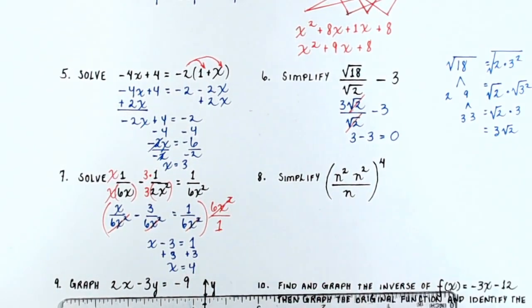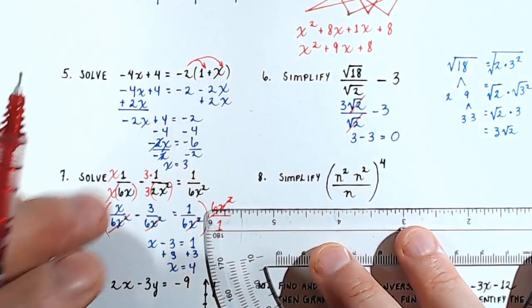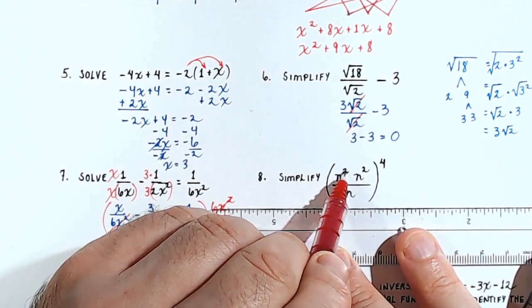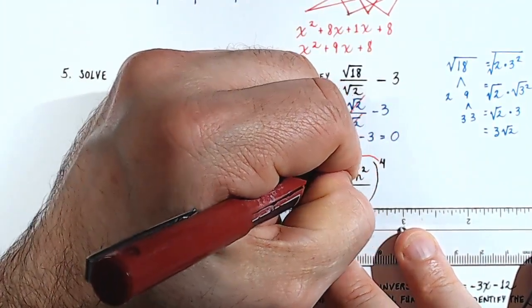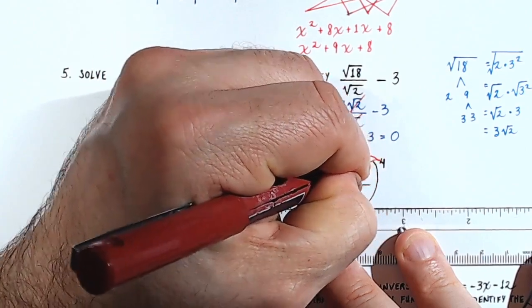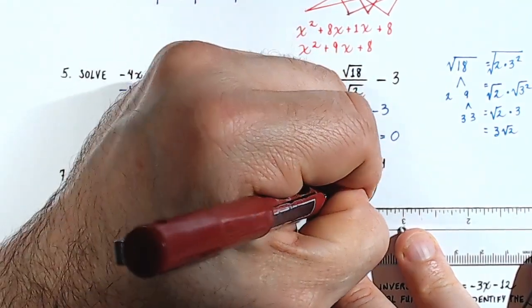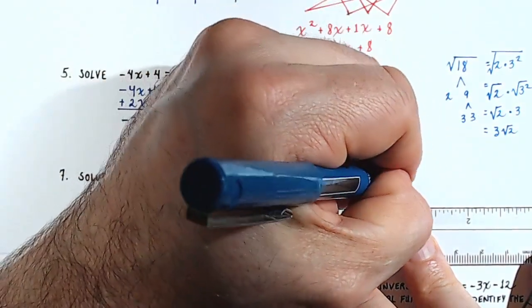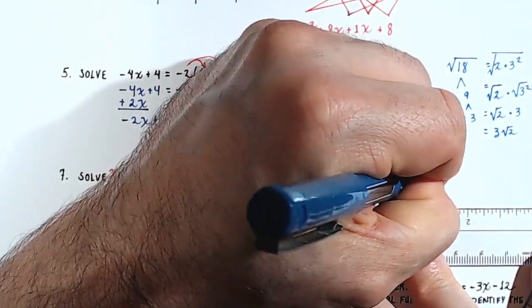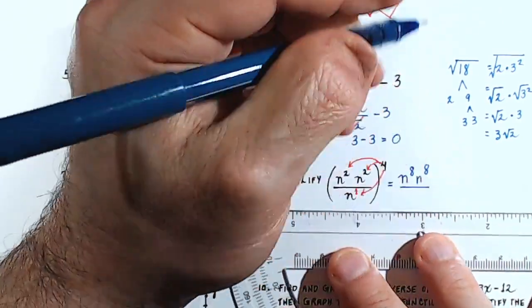Okay, number 8, simplify. What I'm going to do here is remember the power rule, which says when I take an exponent to the power of another exponent, I'm going to multiply those exponents. So essentially, I'm going to distribute multiply this 4 to every exponent that I see. And remember, there's an exponent of 1 down here. So we'll just say this equals n to the 8th times n to the 8th over n to the 4th.